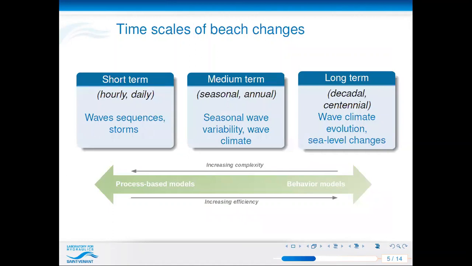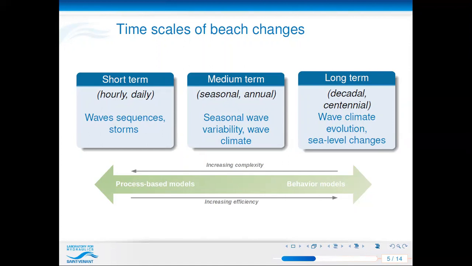So talk about the different time scales of beach changes that go from very short time scales, from hourly to daily, that are caused by wave sequences and storms, through medium time scales that are on the order of seasonal to annual, that are forced by seasonal wave variability and wave climate changes, to long time scales. We're talking about decadal to centennial time scales. We're looking at wave climate evolution and changes, for example, in sea level.